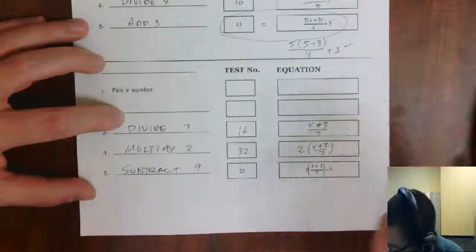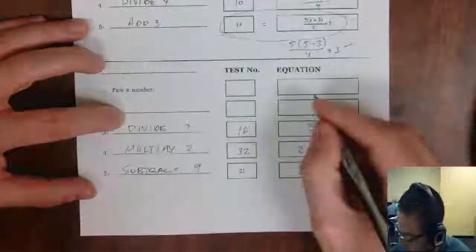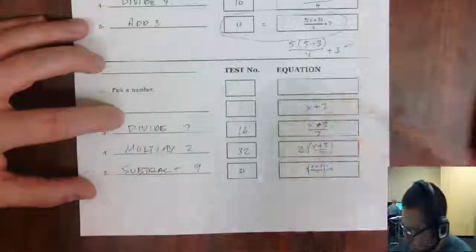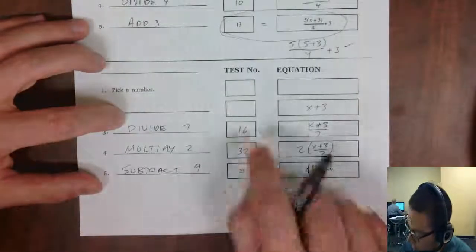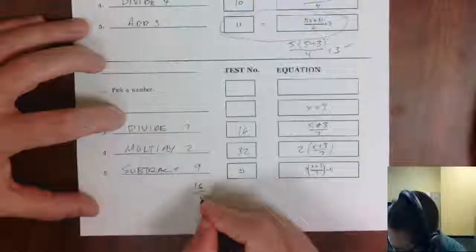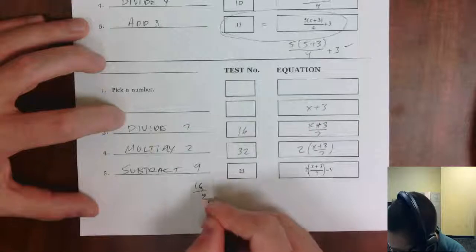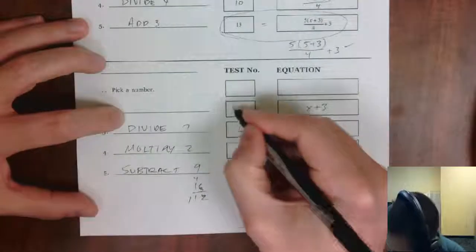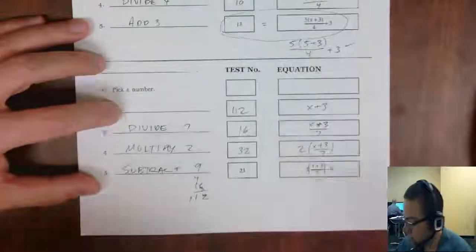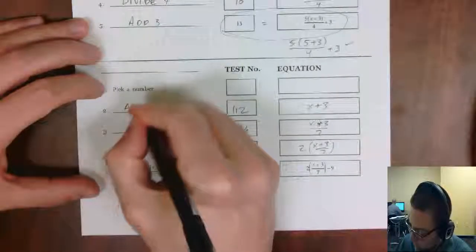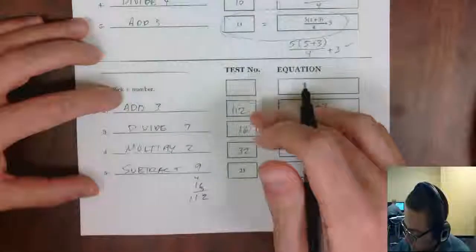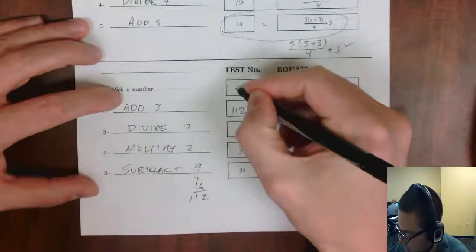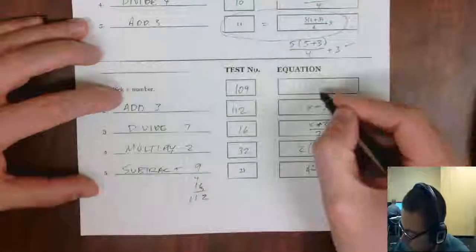And 7 divided by 7 is 1 again. So it turns it into a 1 times something, which is just that thing. So 16 times 7 is 112. Okay, and then looks like we added 3. So to undo adding 3, I subtract 3 and I get 109.